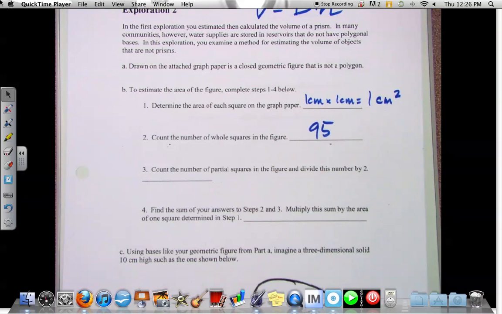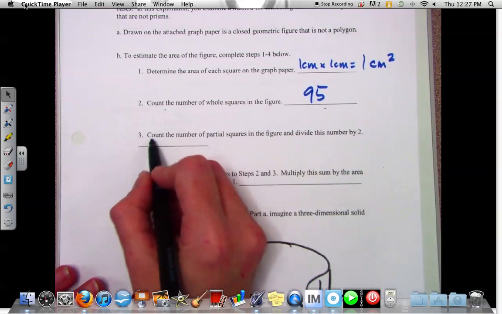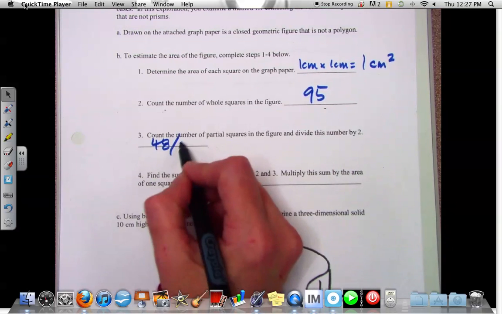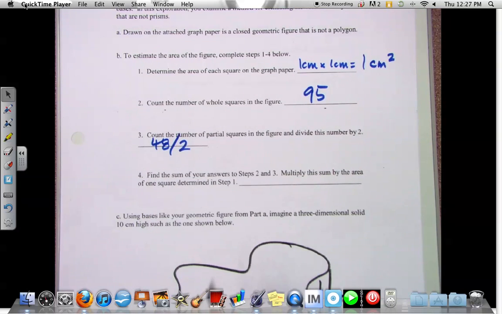Count the number of partial squares in the figure and divide this number by 2. So how many partials did we come up with? 48. 38. I got 50. I got 48. 38. I like 40. All right, so we'll go with 48. And then we're asked to divide this number by 2. So 48 divided by 2 gives us 24.